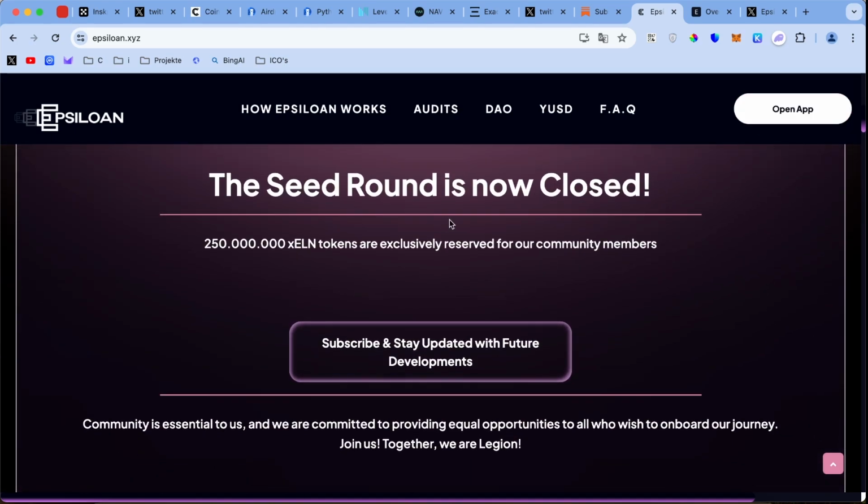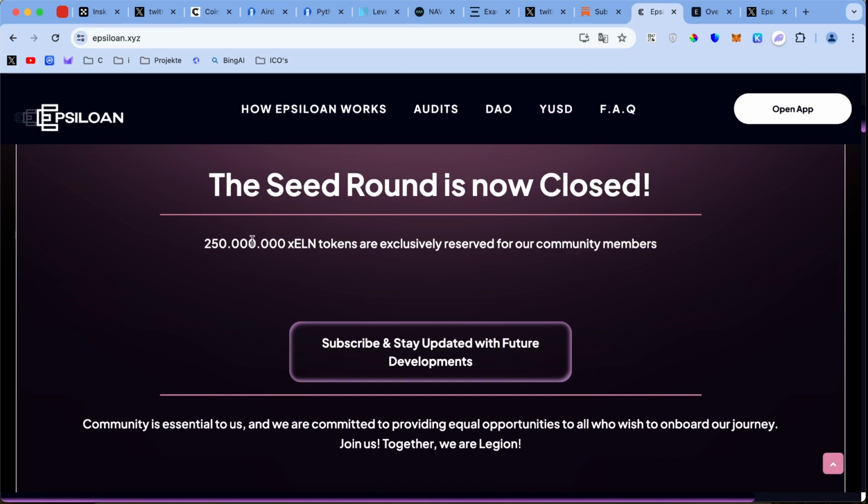And in the last few days there was the seed round happening where you could have invested into the ELN token. But right now the seed round is closed and the next few rounds are starting soon. So the TGE is expected in June or July. And the main token will be ELN, which is the Epsilon native token, and the YUSD stablecoin.